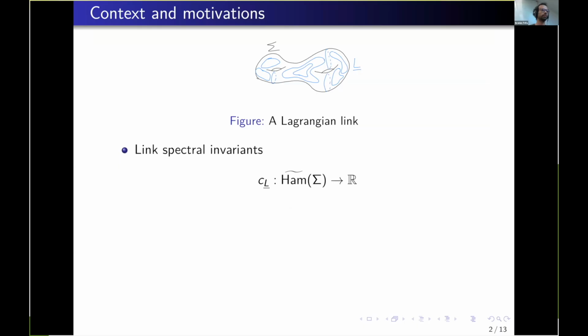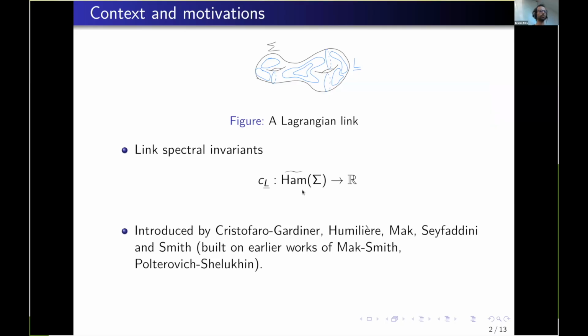For me, a Lagrangian link will be a union of circles inside a surface. I will give more details later about the condition I impose on such a link. But under some conditions on the link, we can define a spectral invariant CL from the universal cover of Hamiltonian diffeomorphisms of a surface to R. Here the universal cover is not really important, because when sigma is not S2, it's just the same as Ham of sigma.